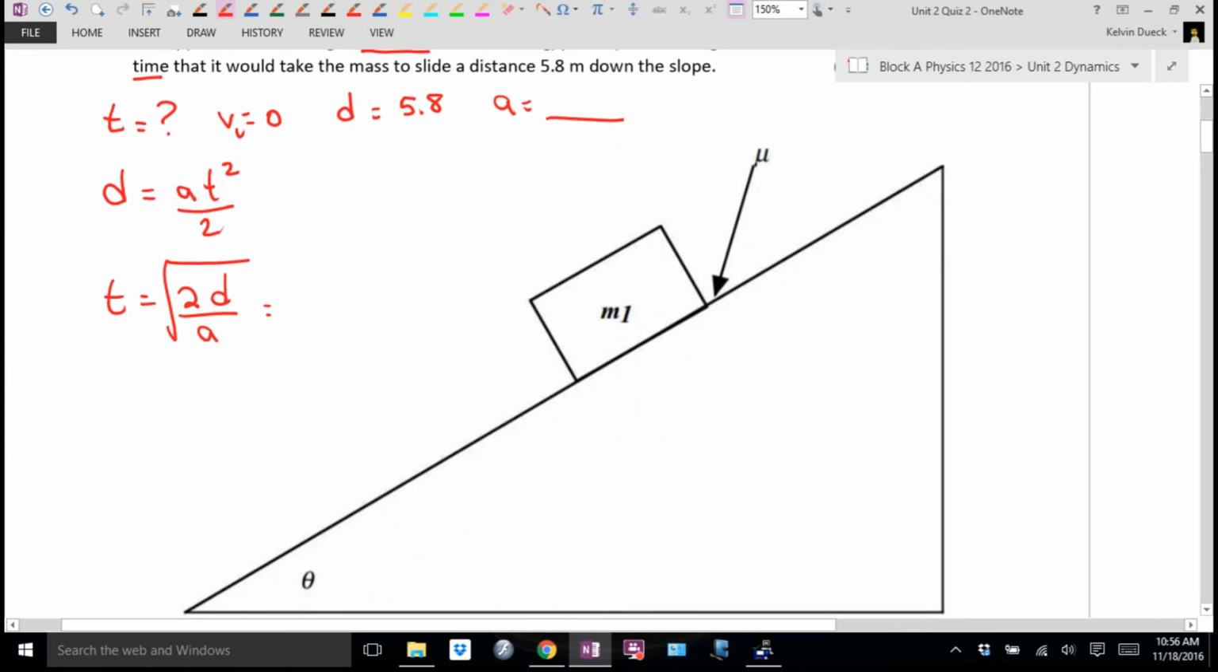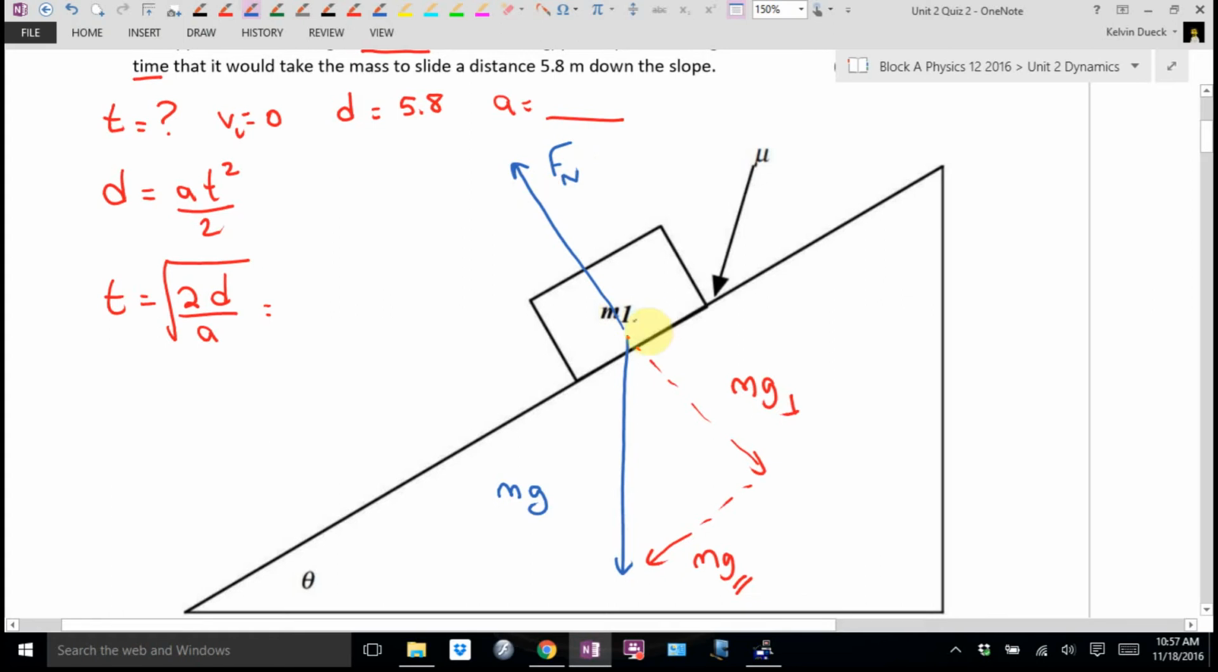How? Oh, this is a job for a good free body diagram. So I'm going to label my forces. Gravity down. I'm going to break gravity up into its components. There's going to be a normal force. Which way is this sliding? Down the ramp. Is there friction? Yeah. Then friction is going to be up the ramp.